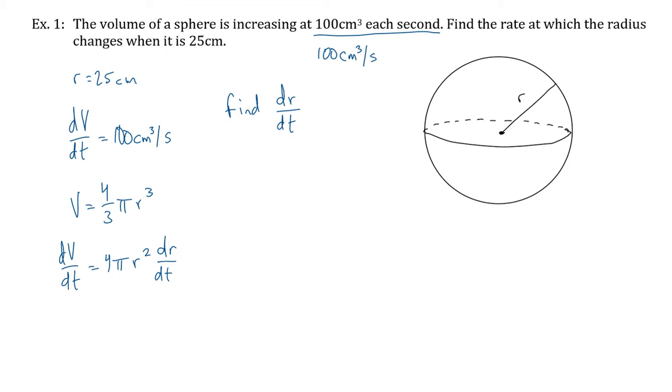If you just want to see that extra step, it was dv by dt equals 4 over 3 times 3 times pi times r squared dr by dt. So this does take some getting used to, but it's the same thing every time. And then those 3's divide to 1, and we're left with the step that we have here.